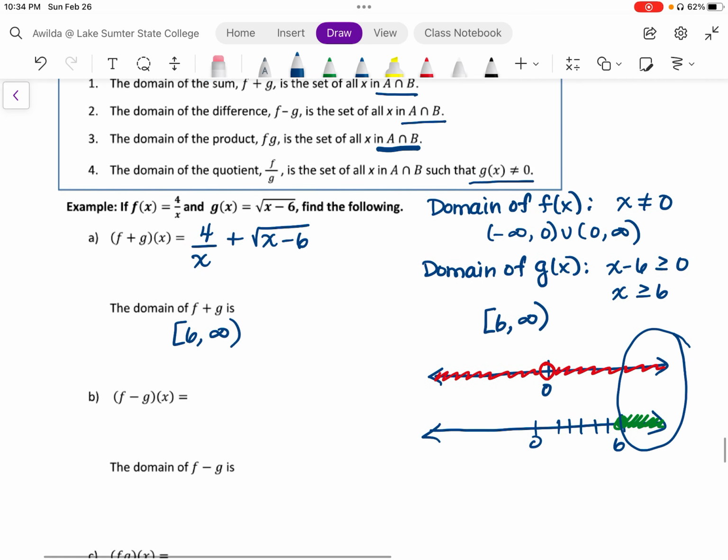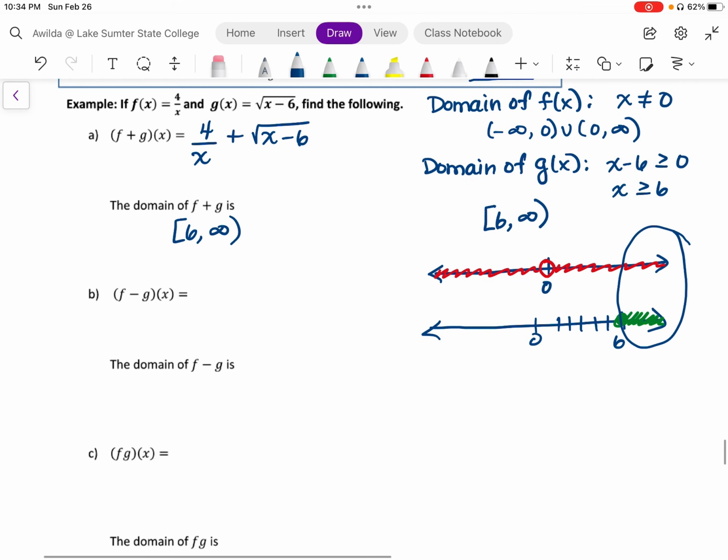All right, let's take a look at the subtraction of f and g. We already know that the two domains intersect in the interval that starts at 6 with no upper bound. Here, we subtract the rule of f and the rule for g. And because we can't simplify any further, we can leave our answer like this.